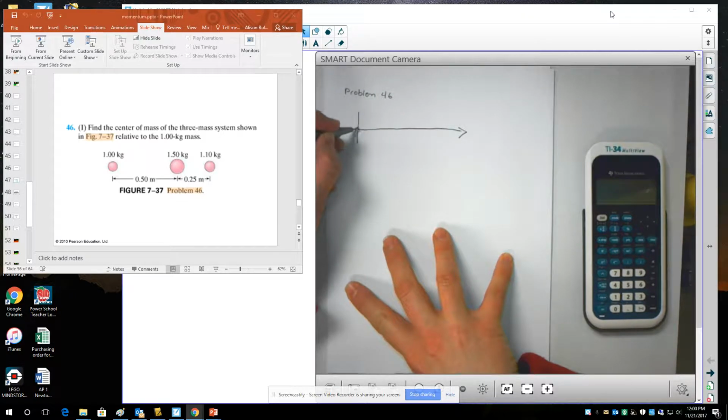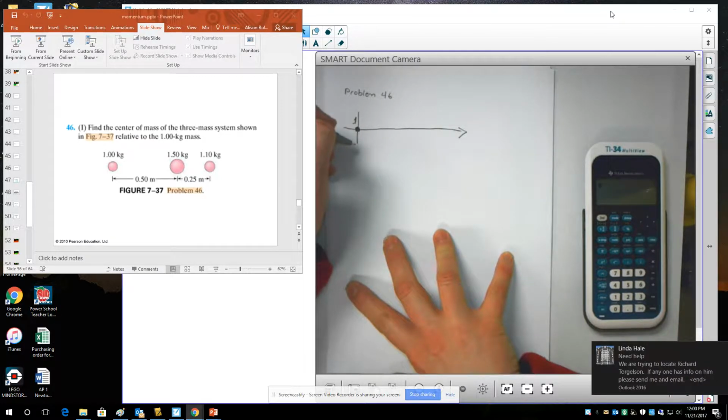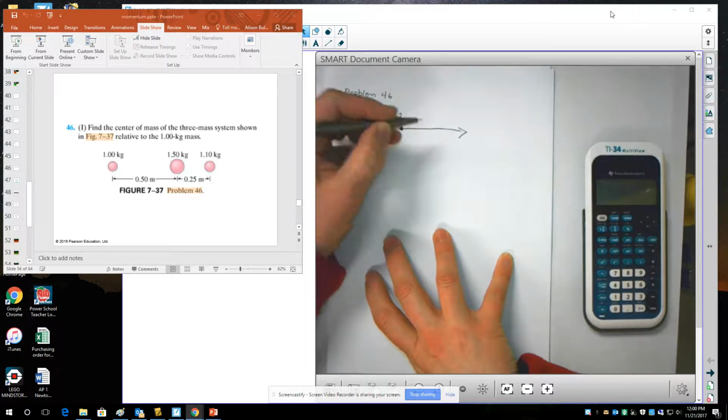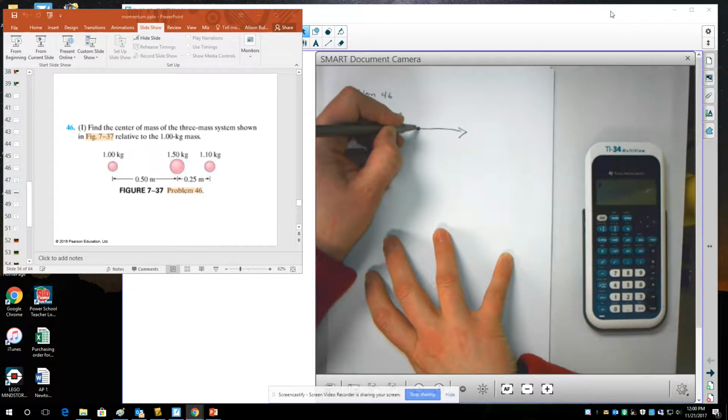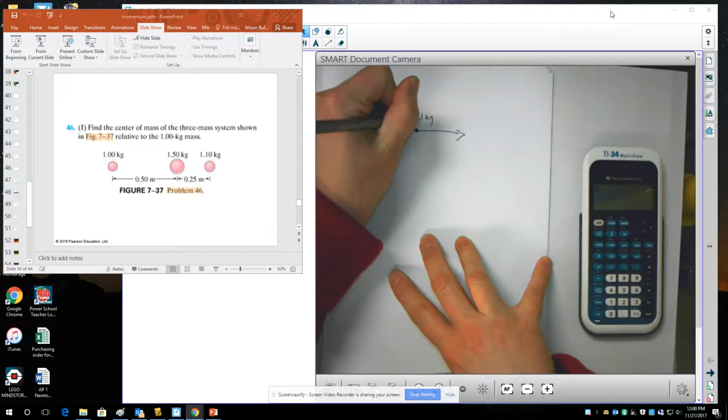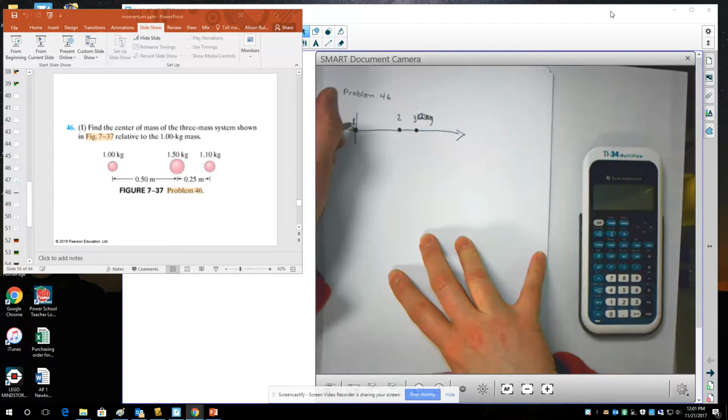My 1 kilogram mass is here. I'll call it 1, like object 1. Then I have 1.5 kilograms here. This is mass 2. And then I have 1.1 kilogram a little bit further along here. That'll be mass 3. So I want to figure out where the average position of these three masses is.